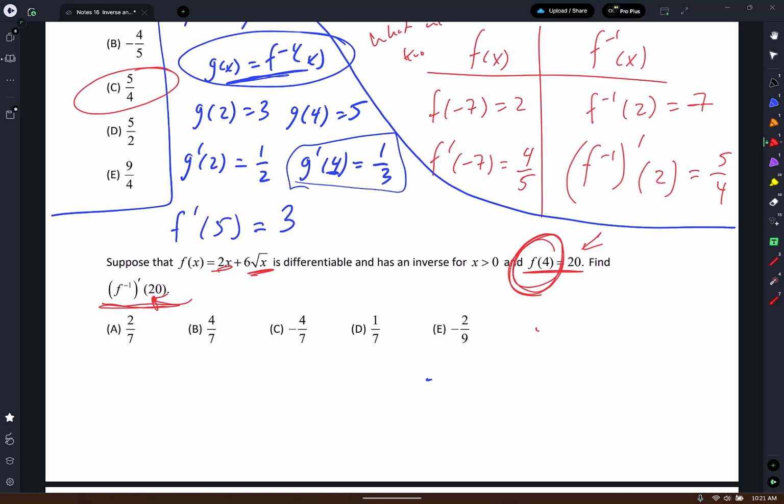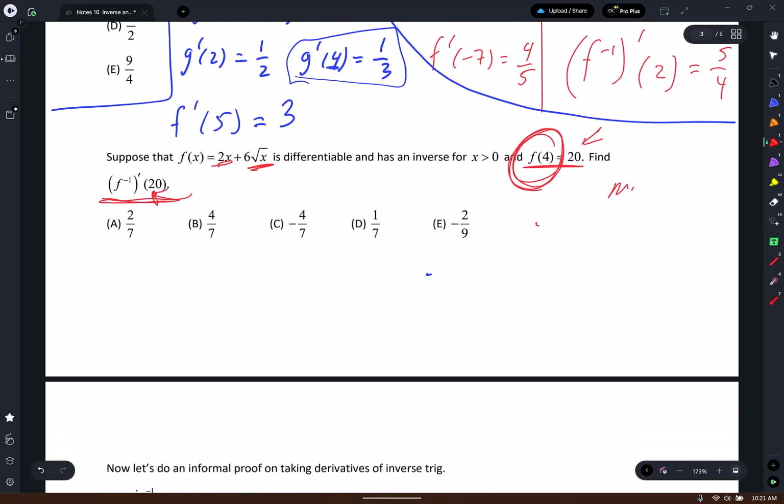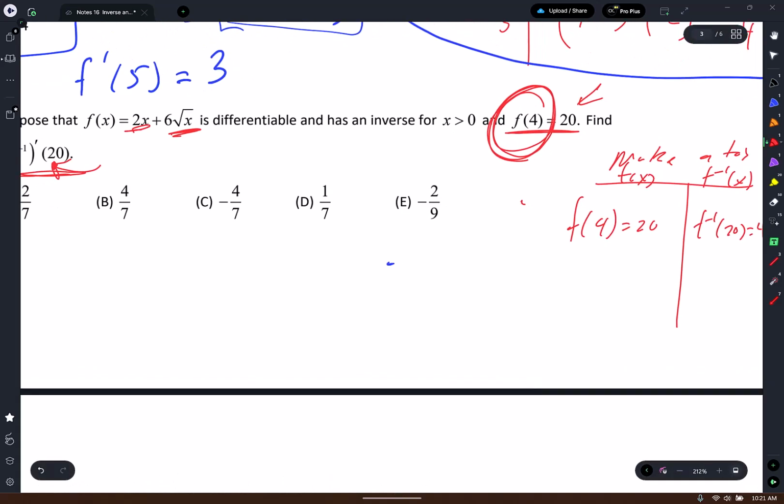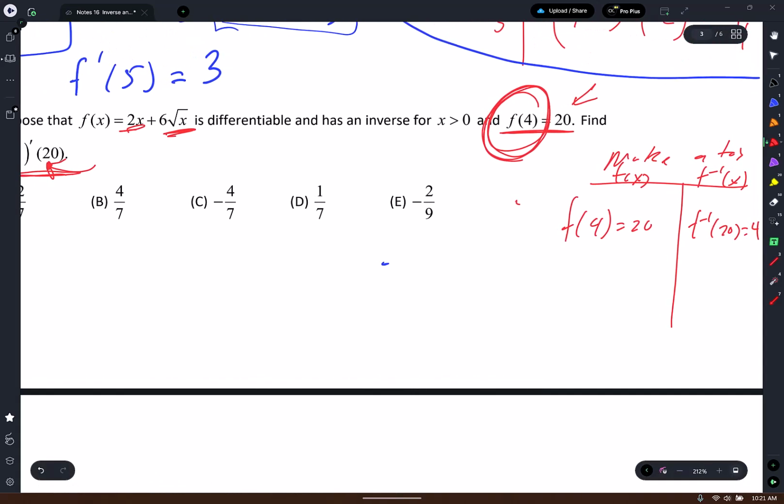Yes. All right. So do we need to make a table for that? Yes. Make a table. So here we go. f of 4 equals 20. And here's f of x, and here's f inverse of x. So if f of 4 equals 20, f inverse of 20 equals 4. So hopefully you can see this easily. Now look, if I know f prime of 4, which I don't know yet, but I will, whatever that number is, then that means I will know f prime inverse of 20. Can you explain why?